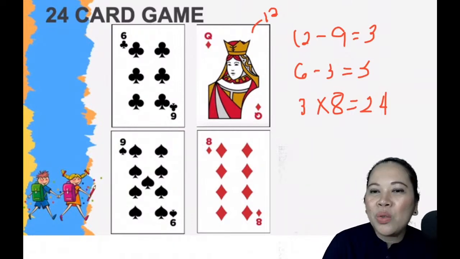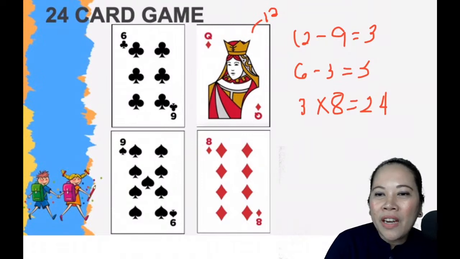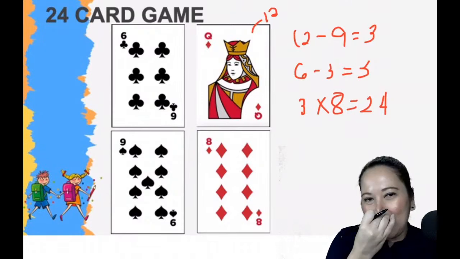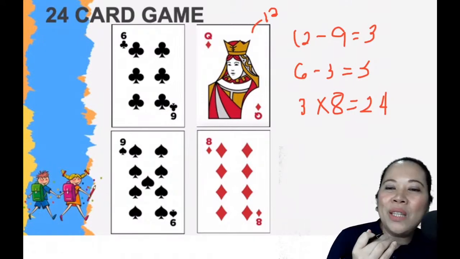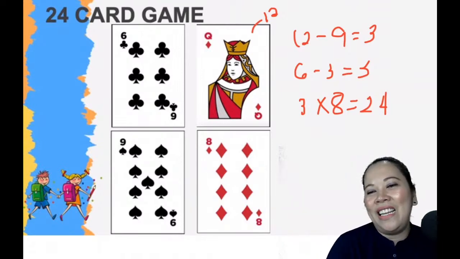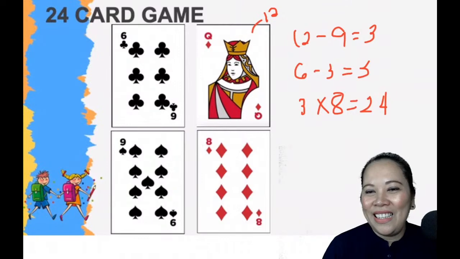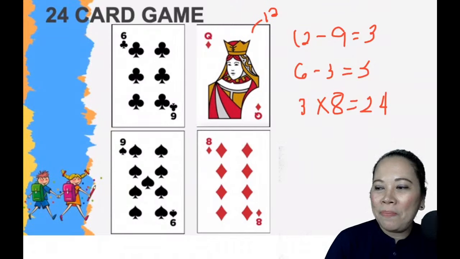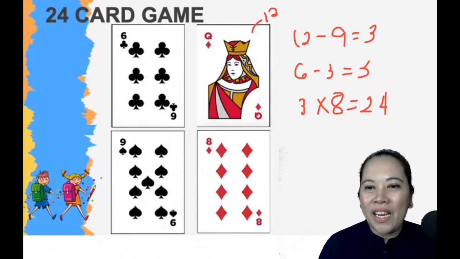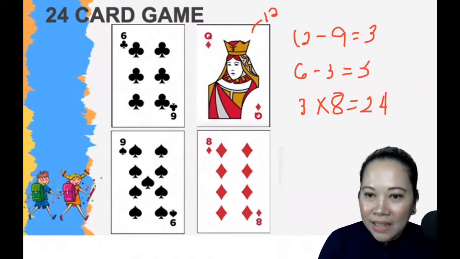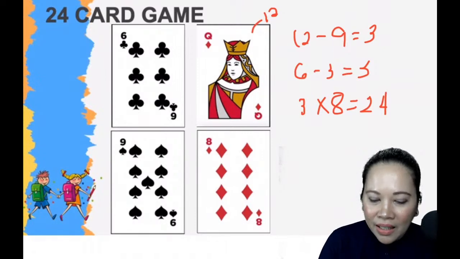Yes, but 12 minus 9 is 3, so it should be 6 minus 3 is 3. It doesn't follow anymore. Supposedly it should be PEMDAS. Yes, well done. Nirda, can you send me your number? So 12 minus 9 is 3. 6 minus 3 is 3. And then 3 times 8 is 24.